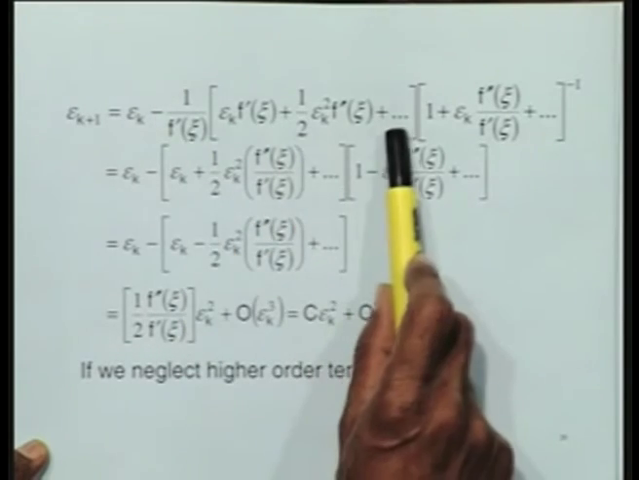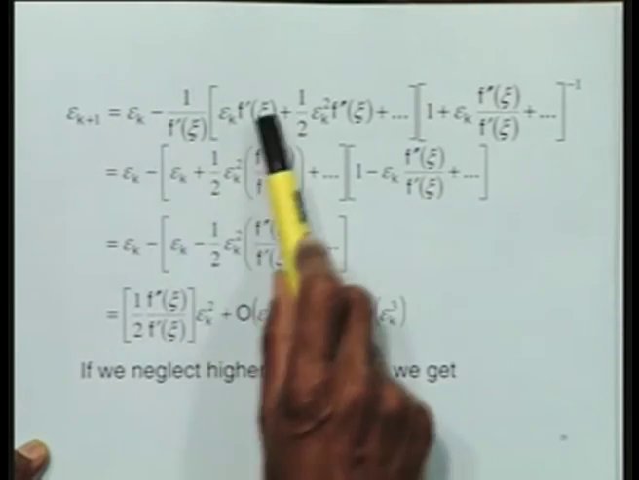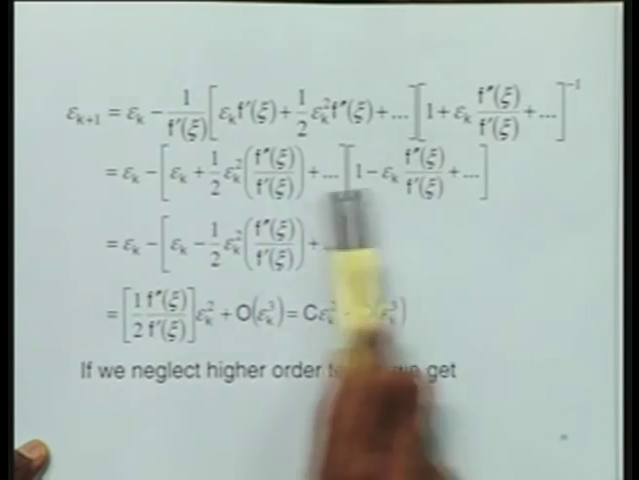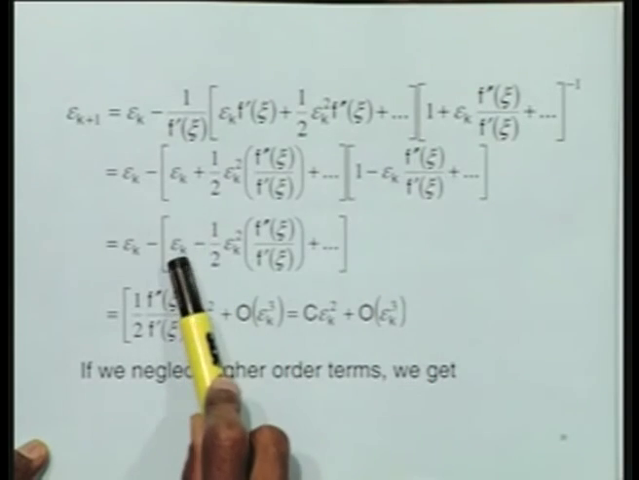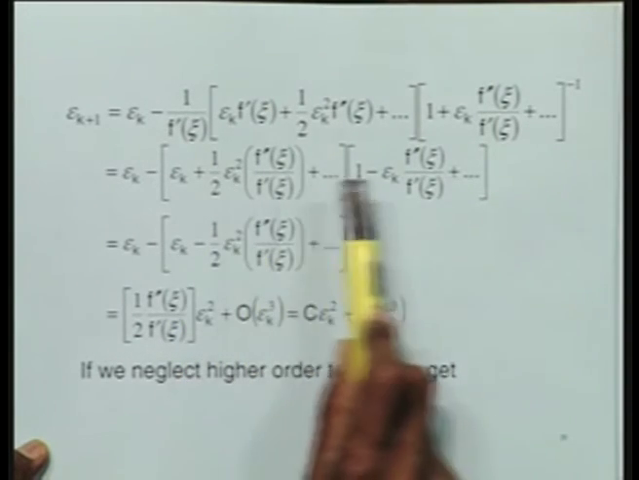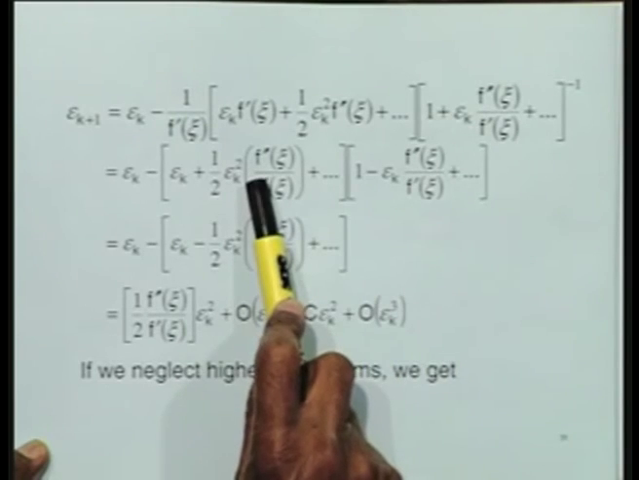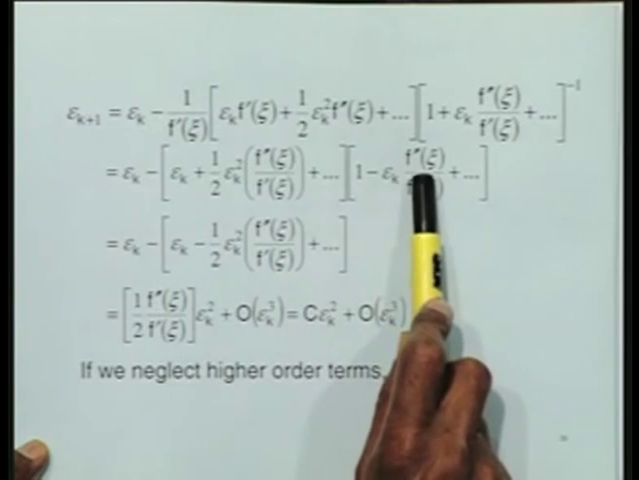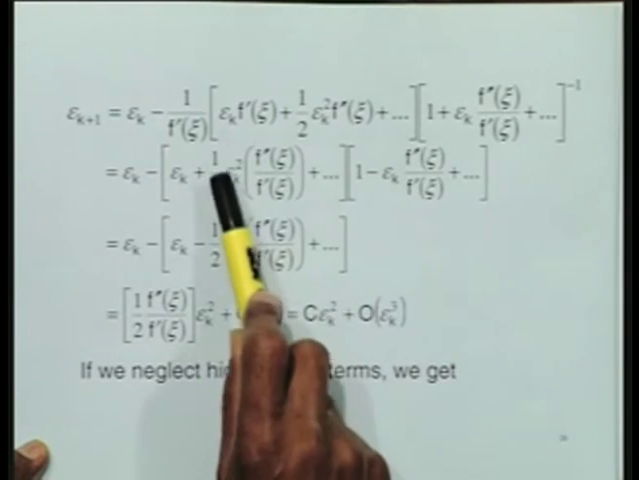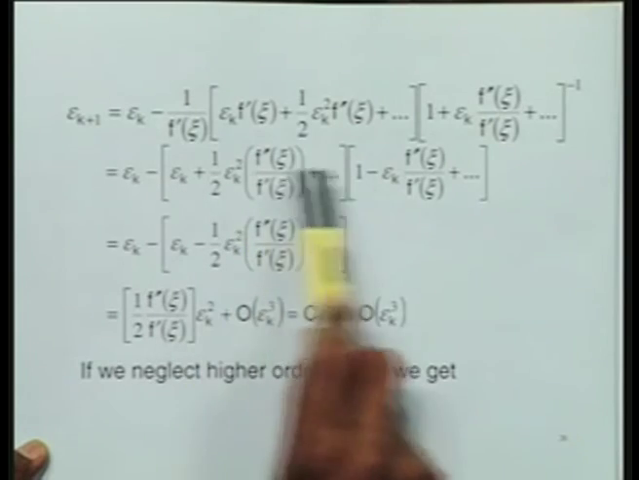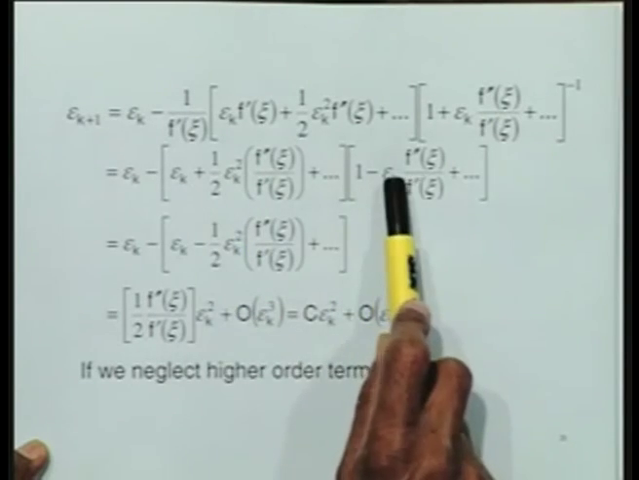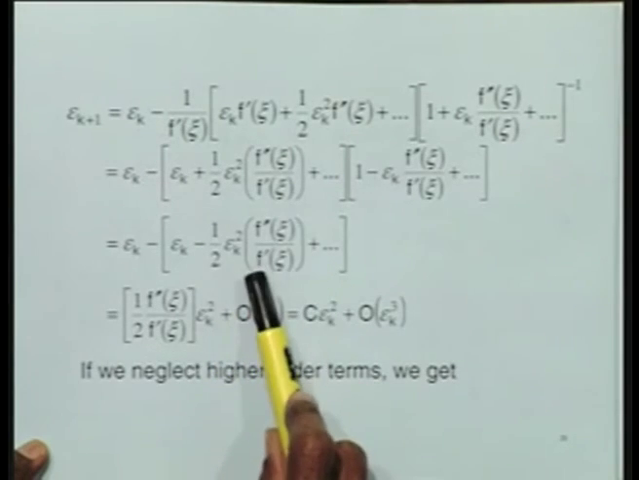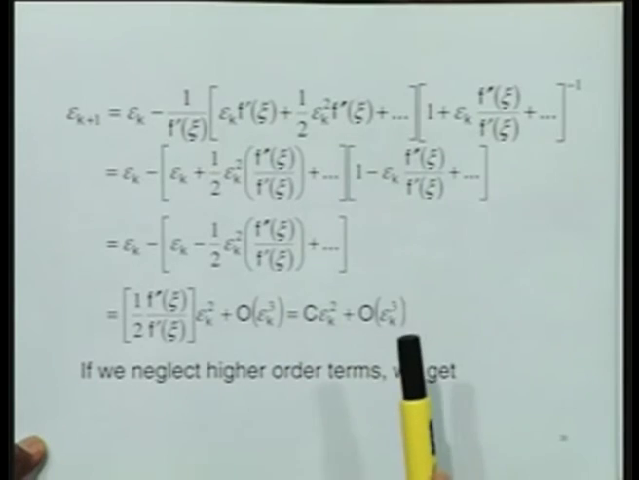So this particular quantity we have simplified it by taking f dash xi inside. Now I just have to multiply these two. If I multiply, you can see there are two terms. Epsilon k into epsilon k is epsilon k square, so this will contribute plus half epsilon square, and this will contribute minus epsilon k square. So if I simplify, I would get minus half epsilon square f double dash xi plus so on.